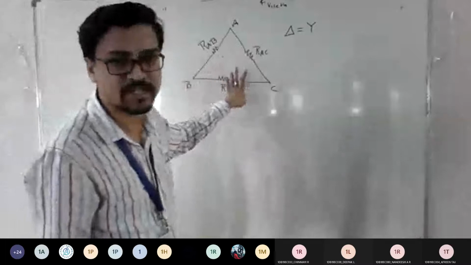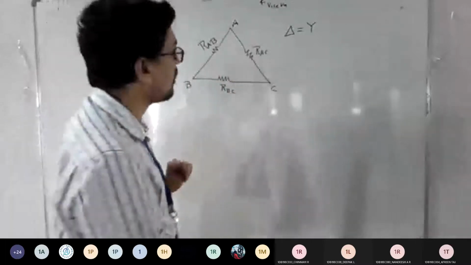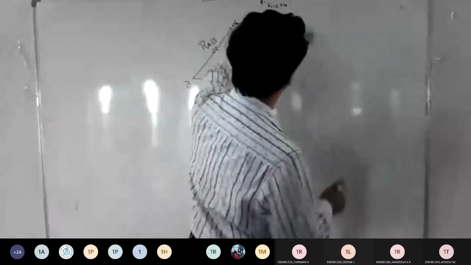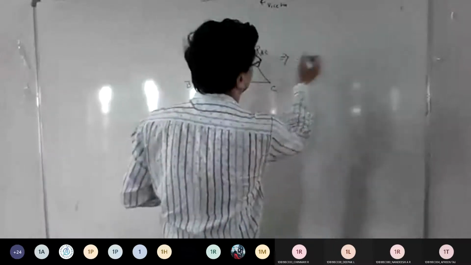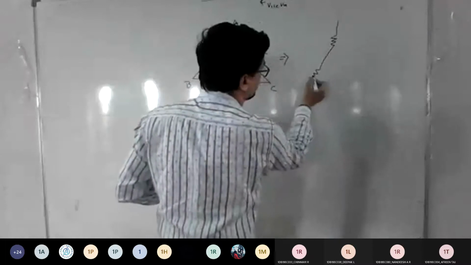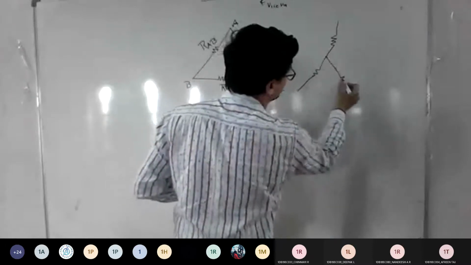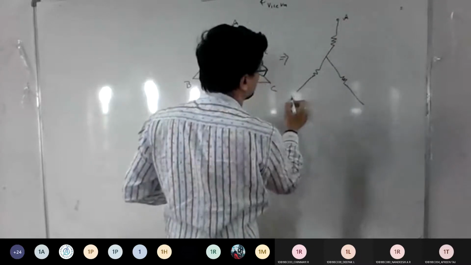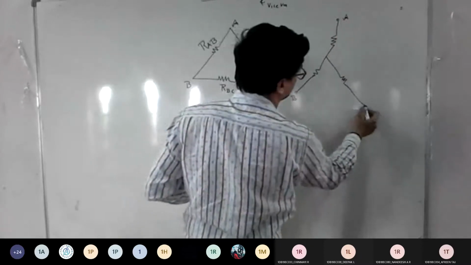for this equivalent in terms of star. It means I need to get the answer of this. In which form I told? Star form, means in this way. You just understand the concept first, then you can solve the problem easily. So this is A, B and C.